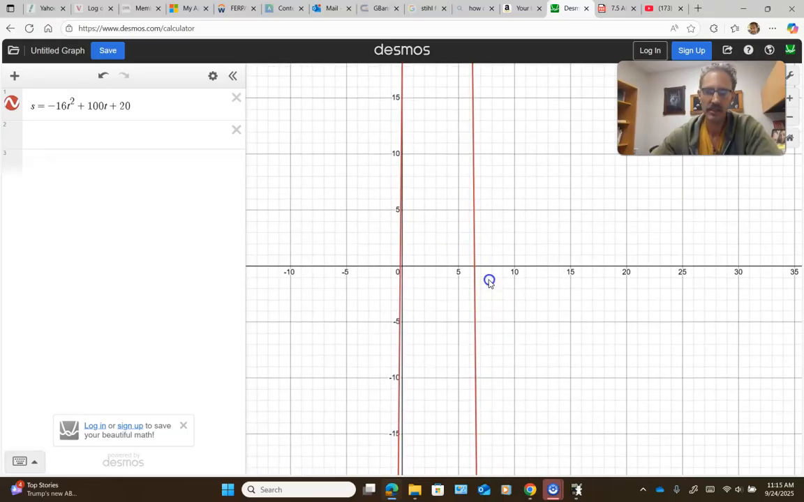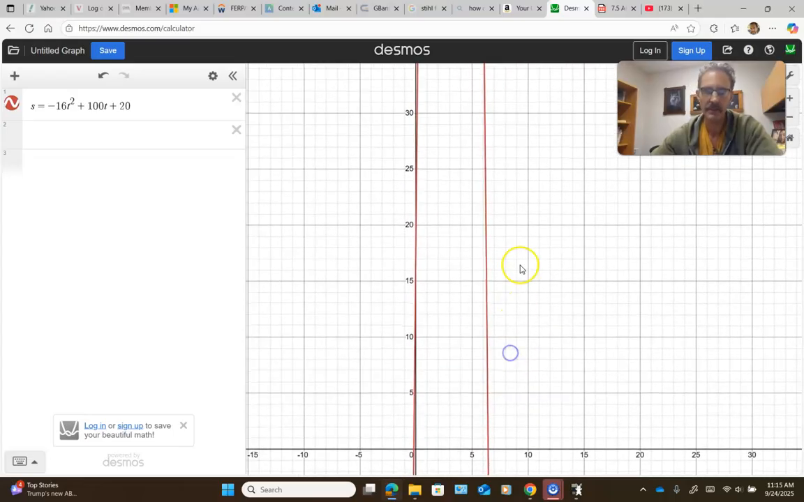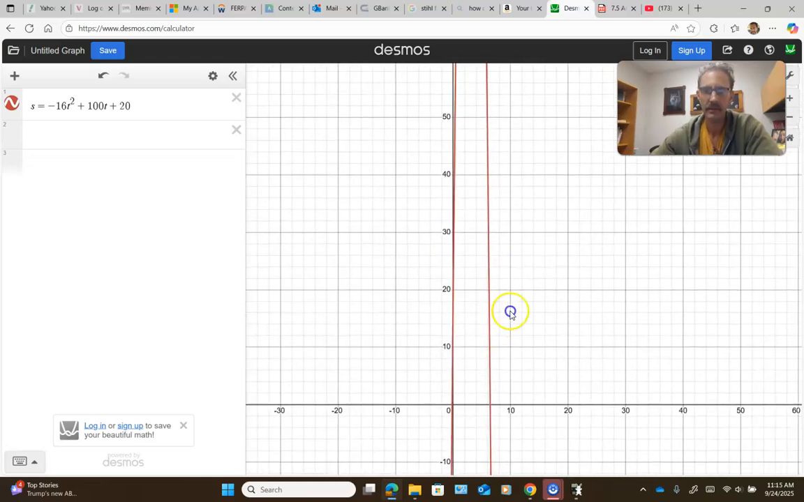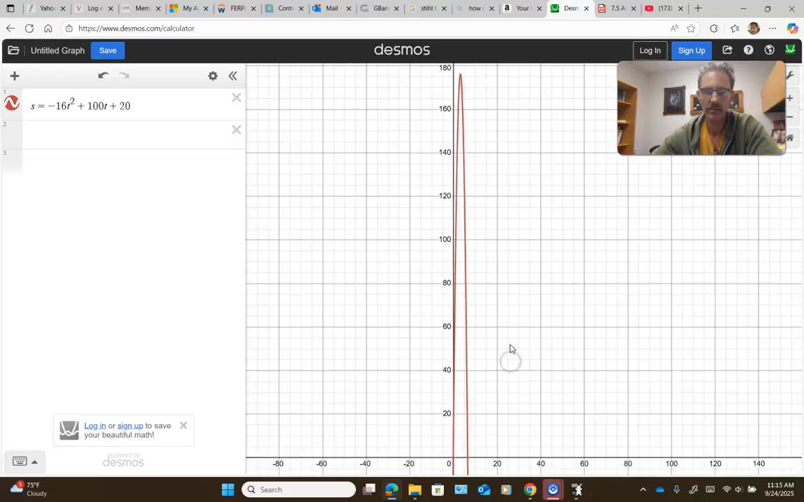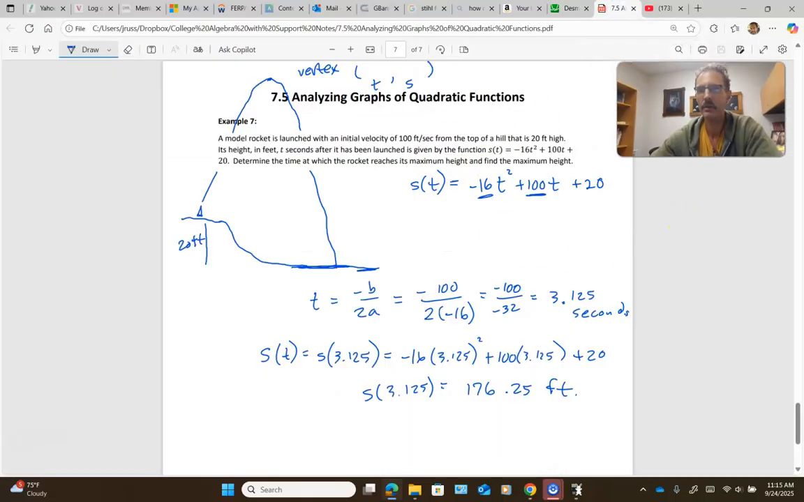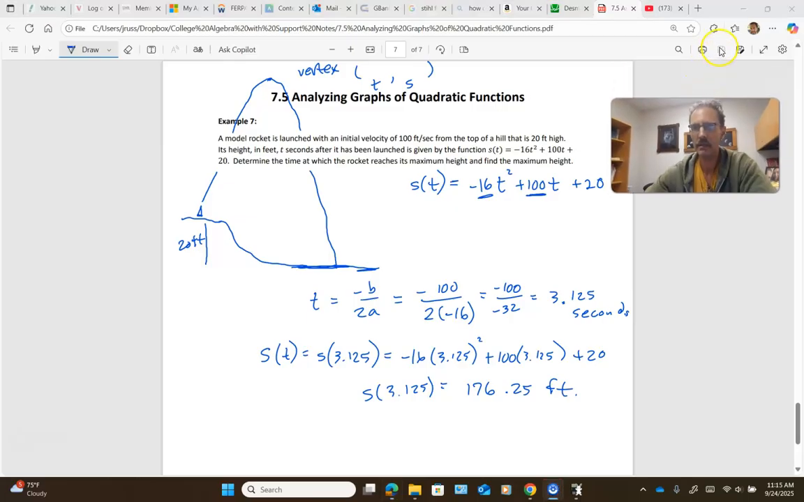The rest of this just shows that if it were to continue at that path, it would just keep going down and down and down. But we know that can't happen because the ground is right here. So anyway, I just wanted to show you that, just to show you this in context and show you how powerful these quadratic functions can be.